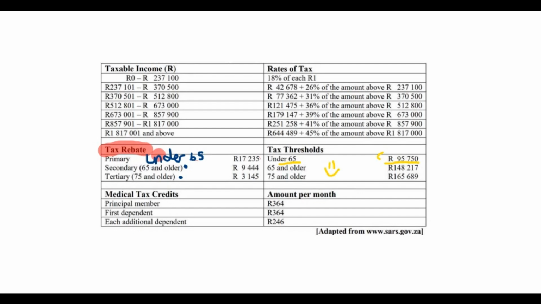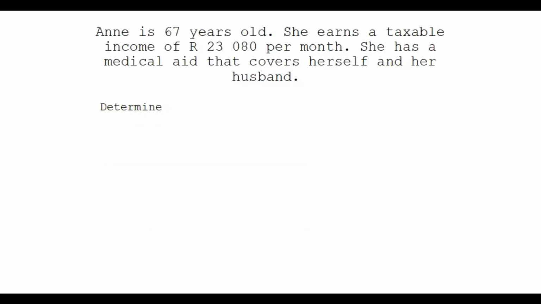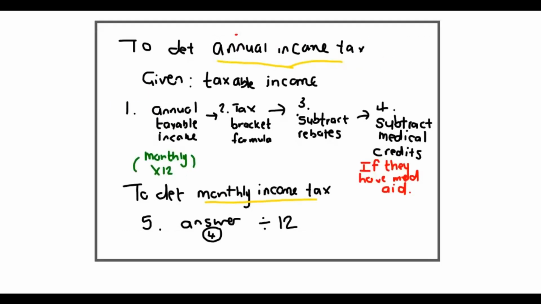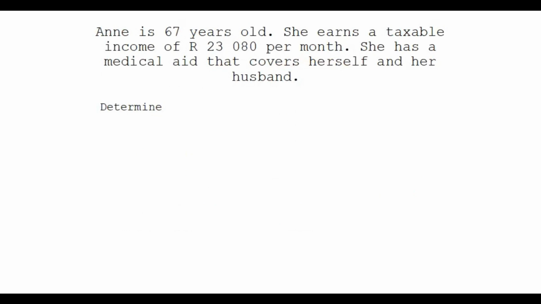Okay. Let's look at an example, shall we? Now, remember the steps. Here they are again. I just want to refresh your memory. Here are the steps. Let's get a highlighter here. This is what I do in tests. Anne is 67 years old. And she earns a taxable income of 23,080 rand per month. Now, she does have a medical aid, and what do we need to note? That it covers her and her husband.